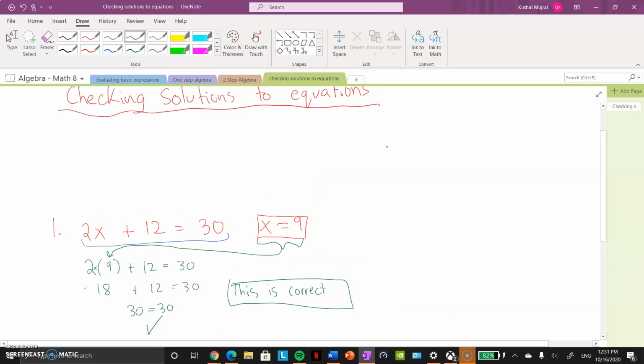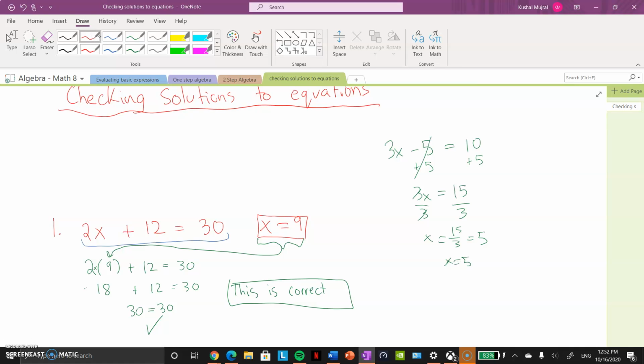So let's take a look at a question like 3x minus 5 equals 10. So you would solve this, you'd add 5, this cancels, 3x equals 15, you divide both sides by 3, this cancels, x equals 15 over 3, which is 5. So x equals 5. Now what you can do is, you can plug this back into the initial equation to see if you're correct. And this works every time.